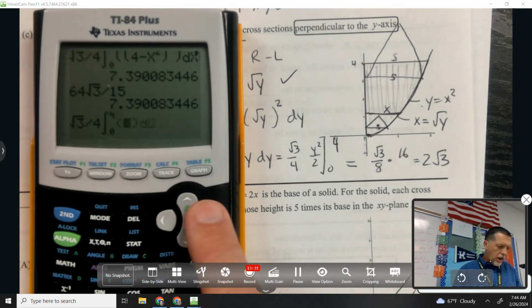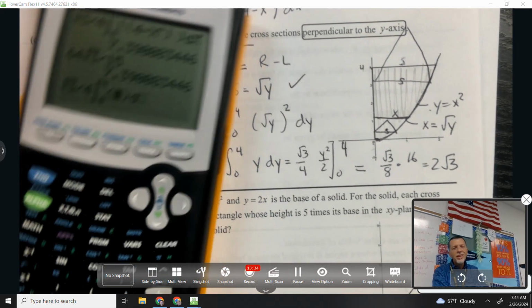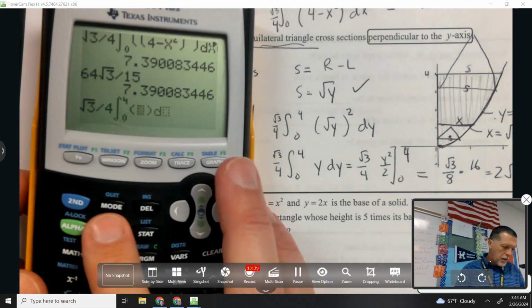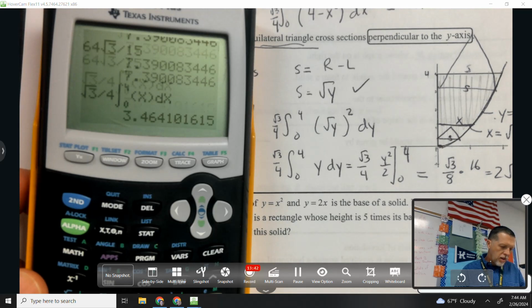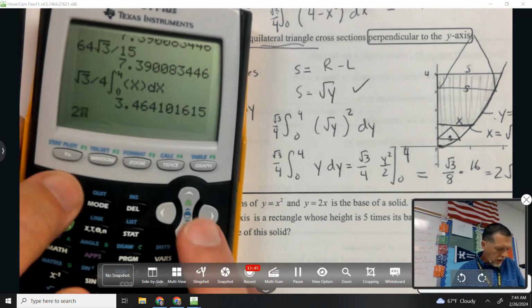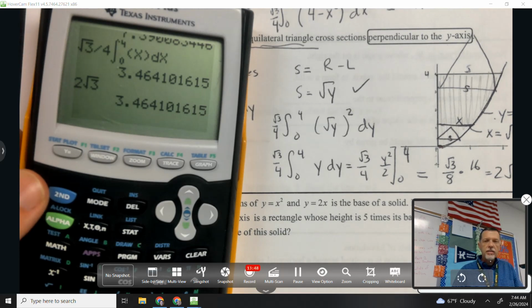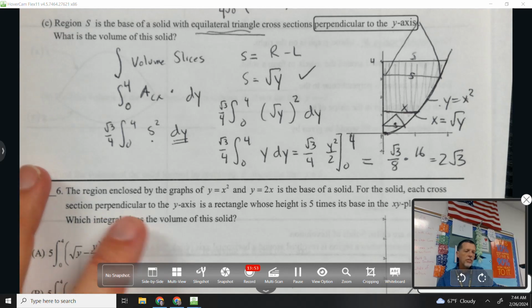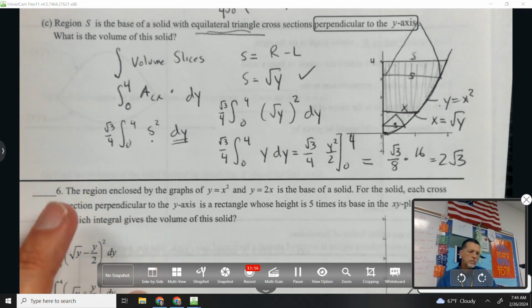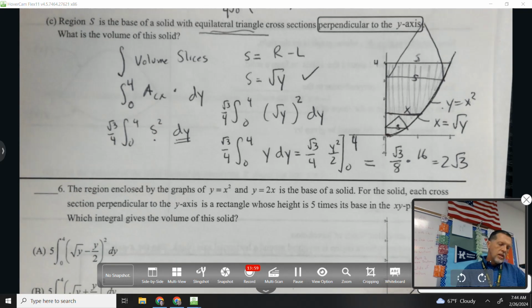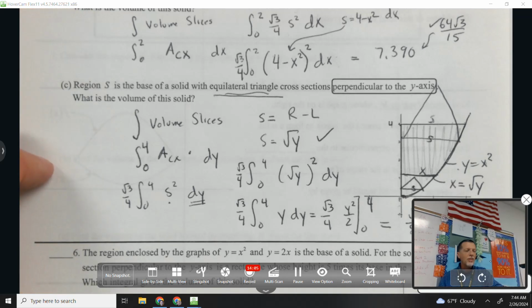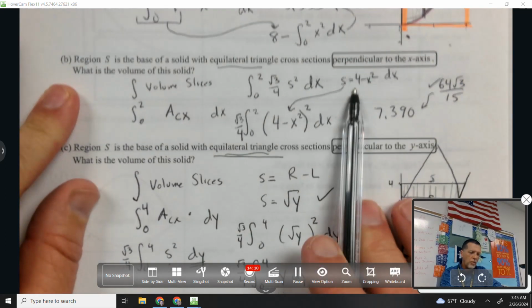0 to 4. Oh, remember this is a dy problem, but your calculator doesn't know that. So if you want to just use the X button, it's fine. 3.46. Now, is that the same thing as 2 square root of 3? Yes, it is. So that one could have easily been a no calculator one, because it worked out nice. Again, lots of free response questions on the AP test look like that. They outline an area, they ask for the area of it, and then they start building things out of it.